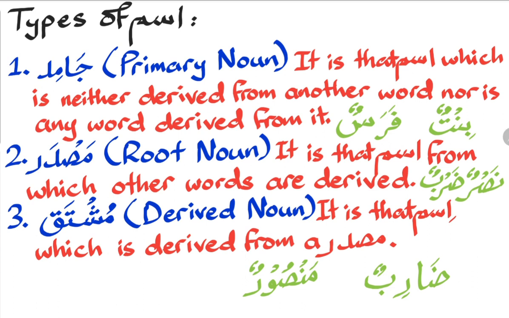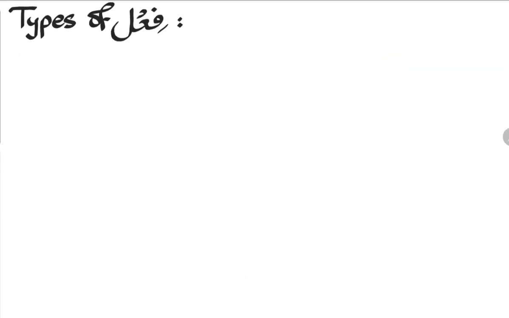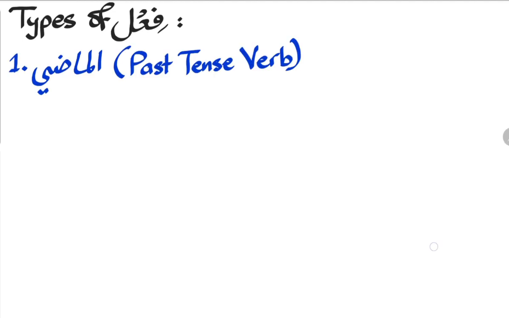Now let's move on to the types of fi'l, verb. Fi'l, or verb in Arabic, has four main types. The first one is al-madi, past tense verb. For example, daraba means he hit. So that's an example of a past tense verb.